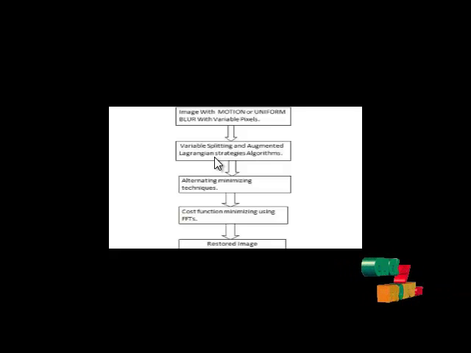Then we will go for our alternating minimizing technique. The alternating minimizing technique derives the cost functions from the augmented Lagrangian function. This minimizing can be performed non-iteratively using a soft thresholding or shrinkage rule. Then we will go for our cost function minimization by FFT. It is an algorithm used to compute the discrete Fourier transform and its inverse. It is used to convert frequency to time and vice versa. The cost functions from the alternating minimizing technique can be computed by FFT to get the restored image.